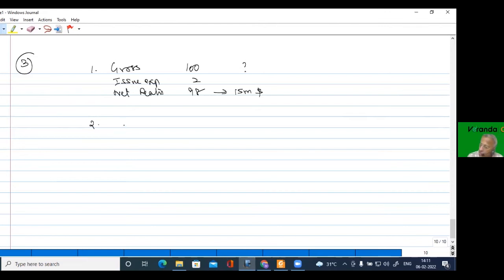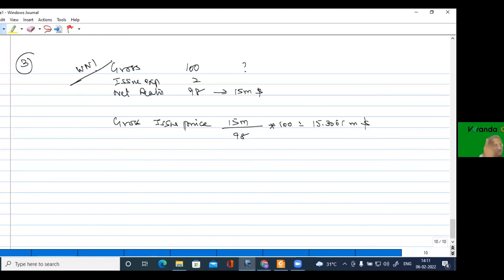So that we have got to find out, the gross issue price. When you want 15 million, the gross issue price shall be 15 million divided by 98 multiplied by 100. That comes to $15.3061 million. This is the first stage that we are taking up. This I would consider as working number 1.